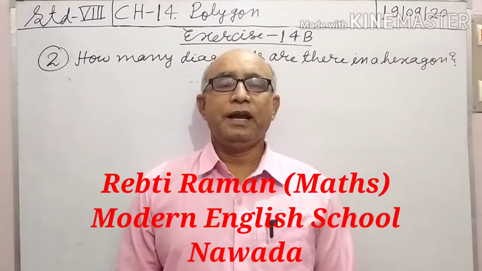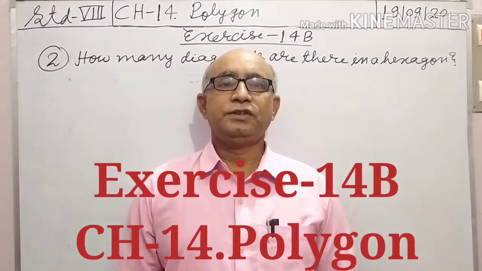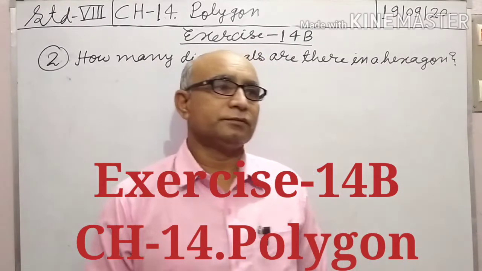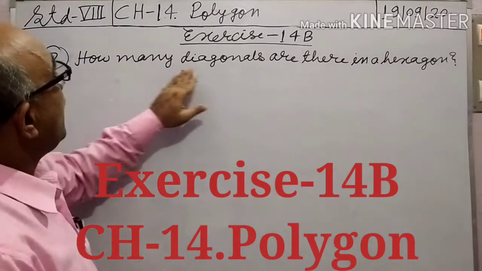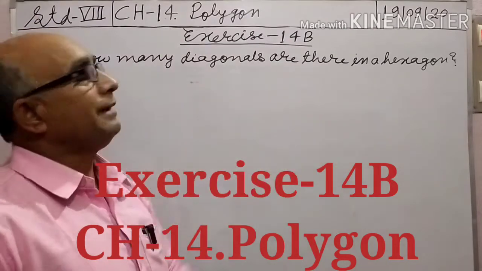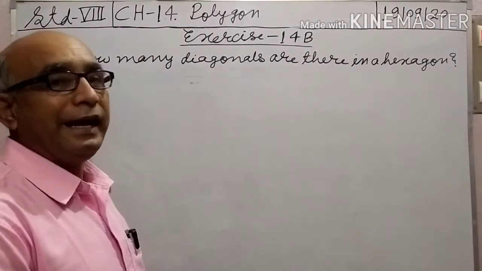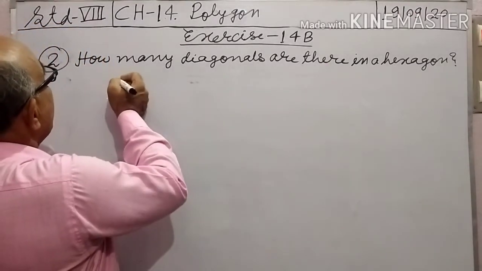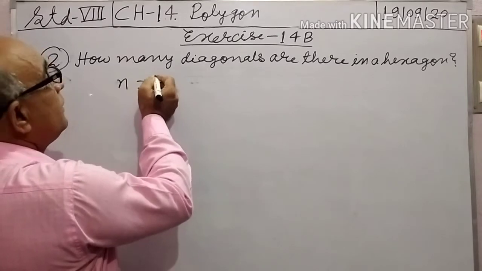Students, today I shall solve exercise 14b of chapter 14, Polygon. Question number 2. How many diagonals are there in a hexagon? In a hexagon, the number of sides n is equal to 6.